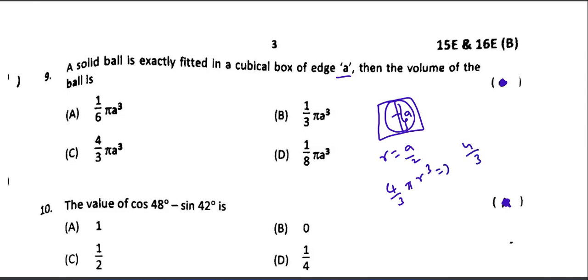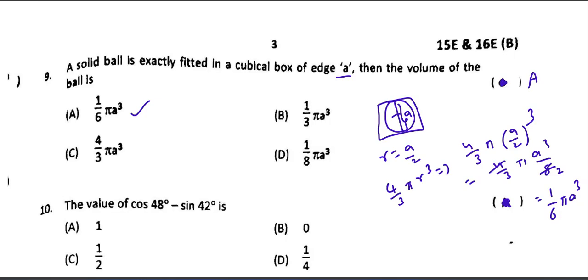So 4 by 3 pi, r means here A by 2 whole cube. So that is 4 by 3 pi A cube by 8. 4 ones are 4, 4 twos are 8. So 1 by 6 pi A cube. Option A is the correct answer.